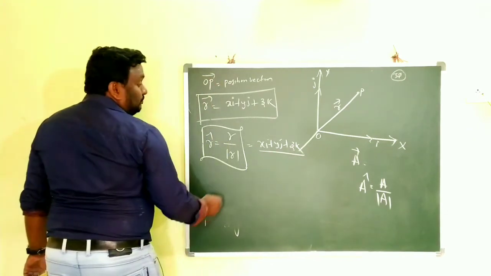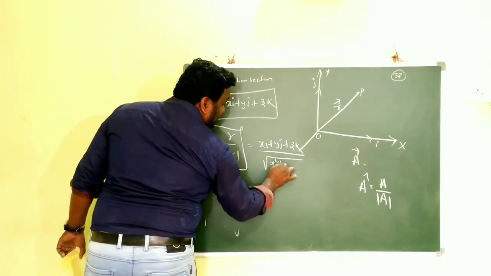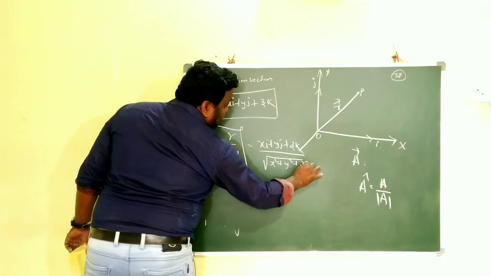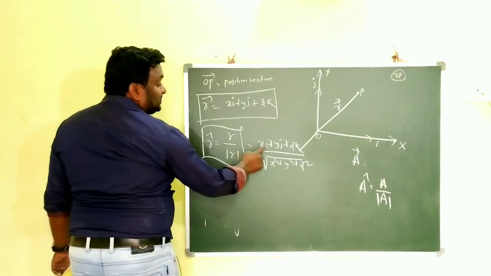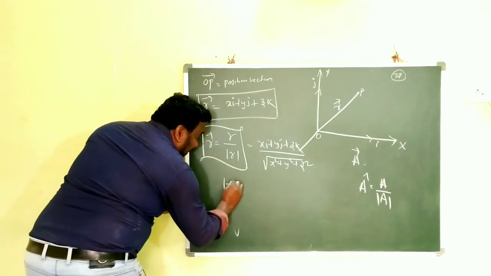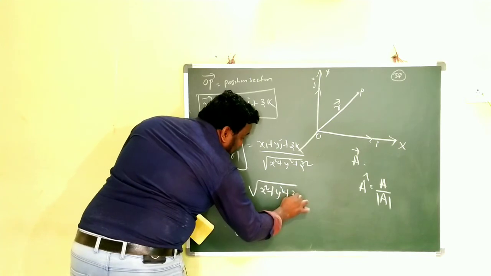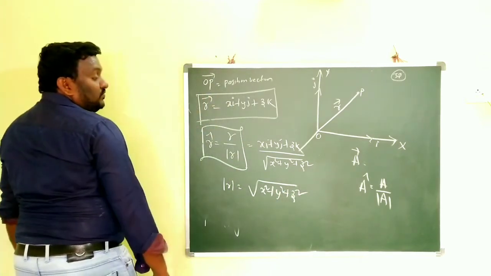Then mod of R means what? We write the square root of x square plus y square plus z square, the squares of the coefficients of x, y, z. So it is the magnitude. So mod of R is nothing but the square root of x square plus y square plus z square. We will find it like that.